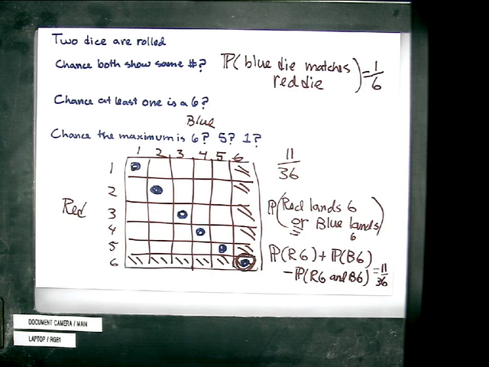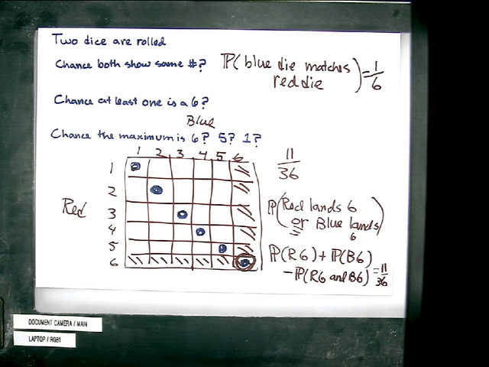Okay? That's a little bit more straightforward than the other way. The other way is a bit slicker. It sort of says, hey, it doesn't matter what the red die shows, the other one just has to match it. Last question is, what's the chance the maximum is 6?